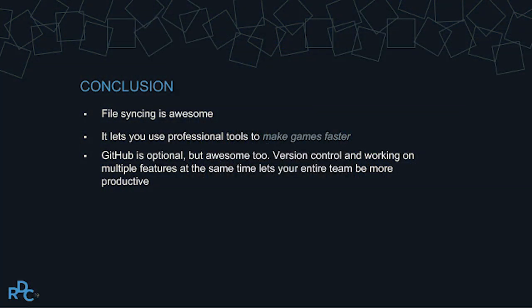It's all good. So in conclusion, file syncing is awesome, and it lets you use professional tools that help you make your games faster. GitHub is optional, but it's awesome too. Version control and working on multiple features at the same time lets your entire team be more productive. And there's the links. All will be online.